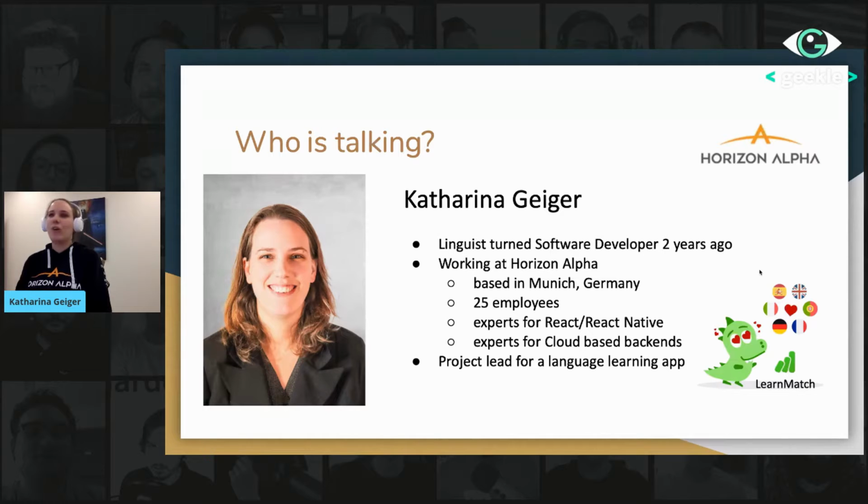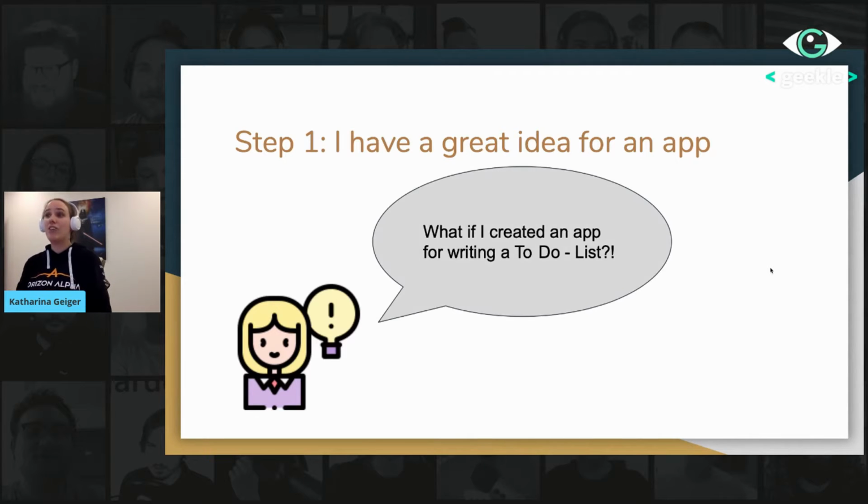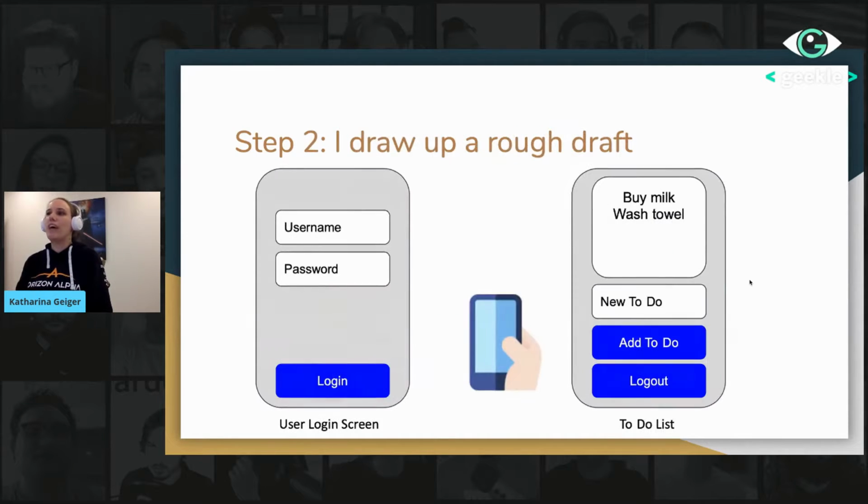Okay, so what is the process of creating an app? Step 1 is, of course, I have a great idea for an app. For example, I wake up in the middle of the night and I'm like, what about creating an app for writing a to-do list? I bet that nobody's ever had this idea before. And I bet there are no apps like that in any of the stores. Of course not.